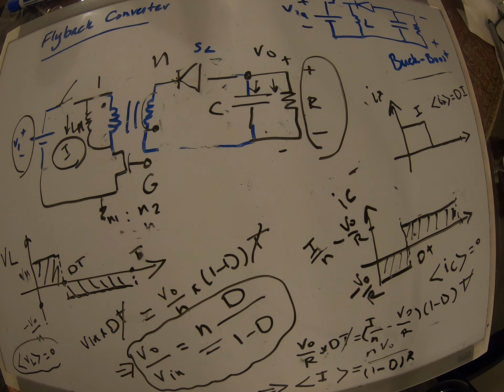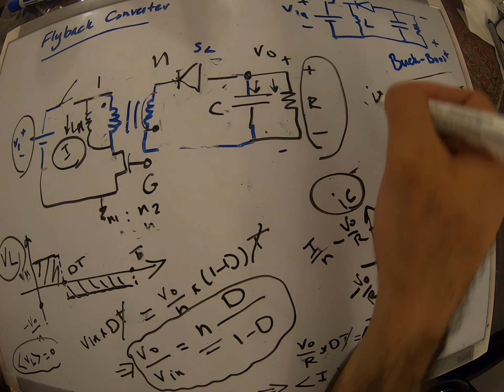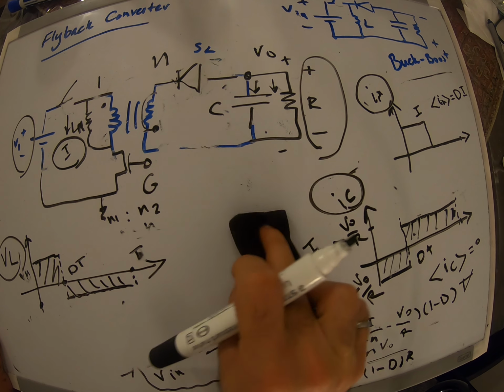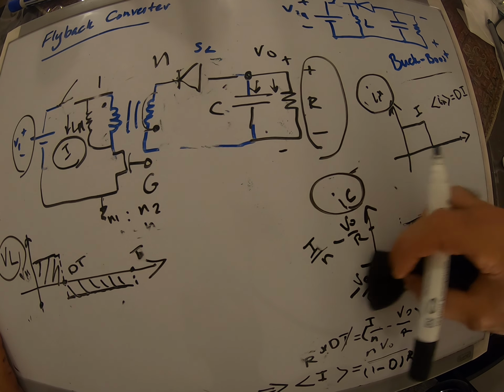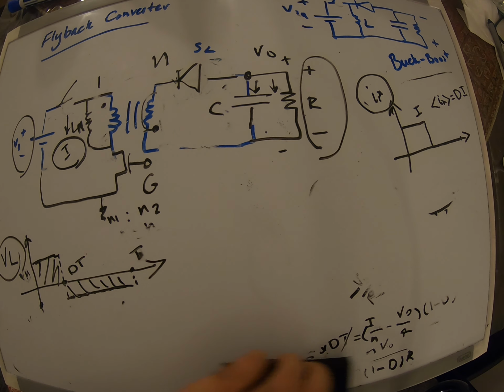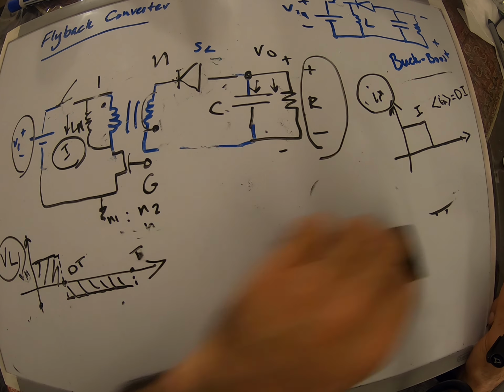Now let's look at other waveforms. I have them somewhere here, so let me just bring them up. So we looked at VL, we looked at IC, we looked at IN, and we derived the relationship between VO and VIN. And we found the current that goes through the magnetizing inductance.